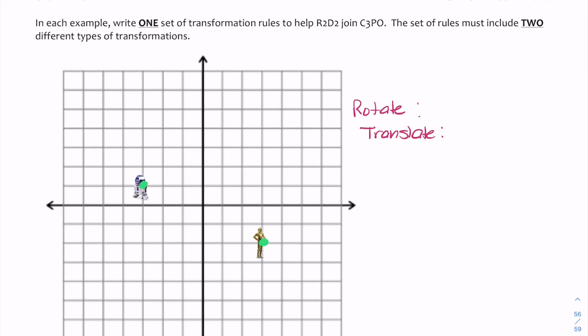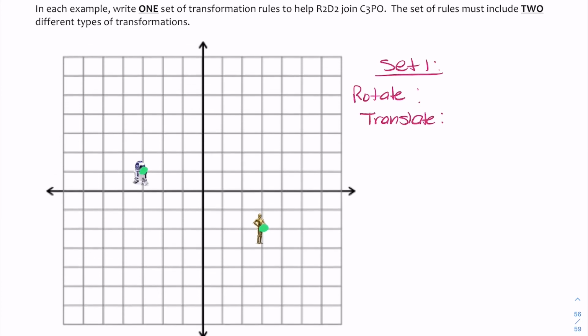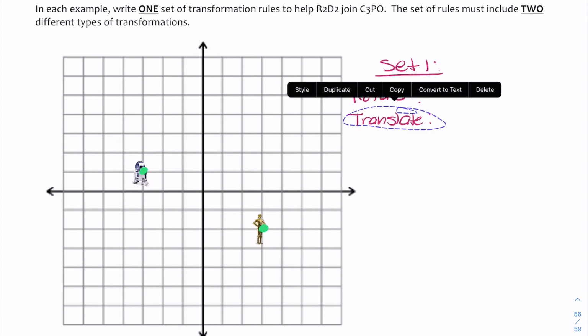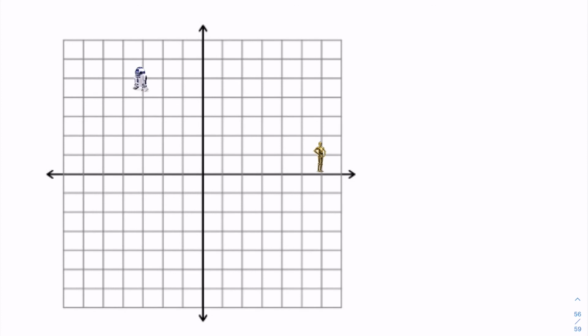So this is set 1. And then write one set, which includes 2. So that's it for this. This next problem, you might want to, set 1, reflect and then translate. That might be something you might want to do.